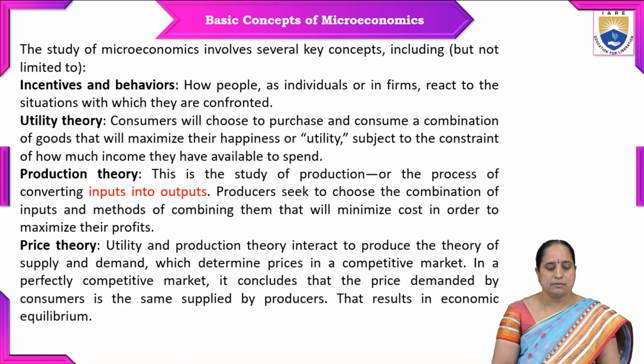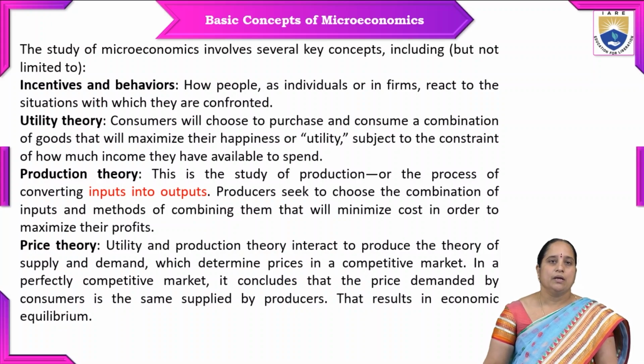Then comes price theory. Utility and production theory interact to produce the theory of supply and demand, which determines prices in a competitive market. In a perfectly competitive market, we have a large number of buyers and so many substitute goods available. So it concludes that the price demanded by consumers is the same as that supplied by the producers. This results in economic equilibrium. That's how companies maintain economic equilibrium.